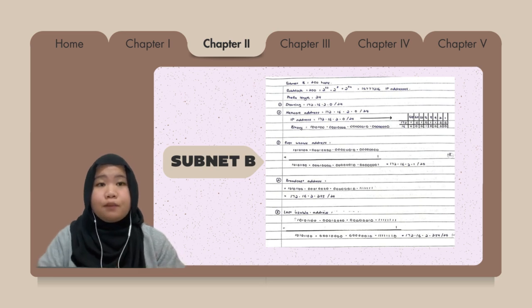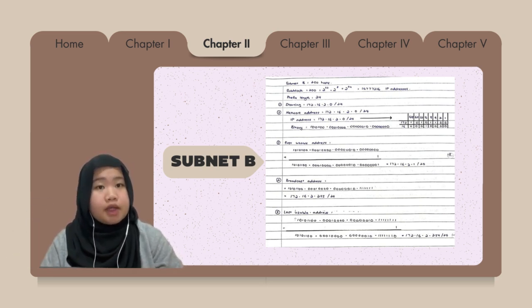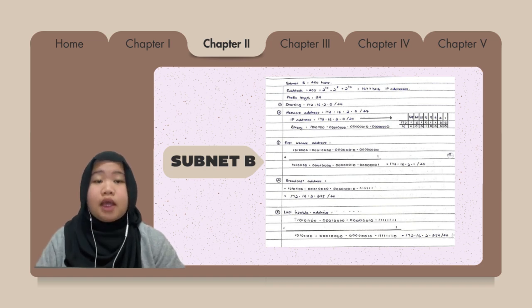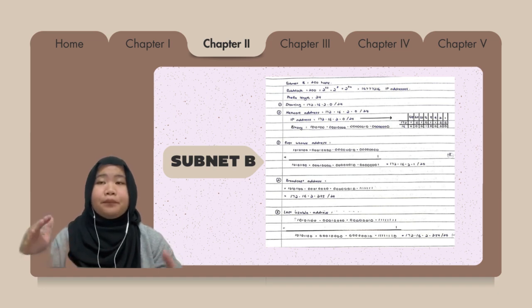So the starting address is going to be 172.16.2.0/24, where 24 is the prefix length that we found just now. And then the same goes for the network address, it will be the same address. And then next we're going to find the first usable address.